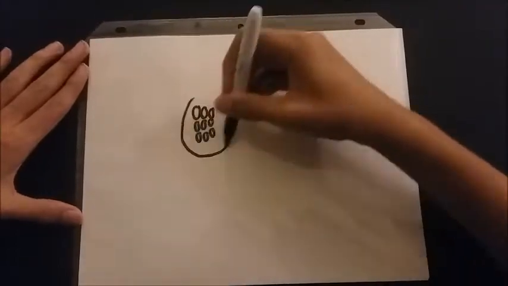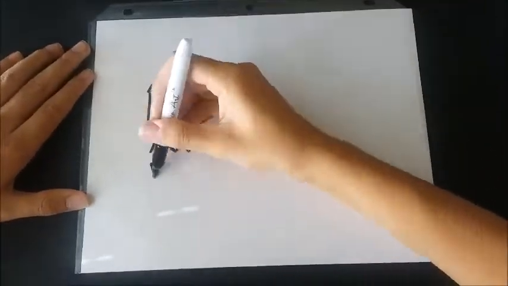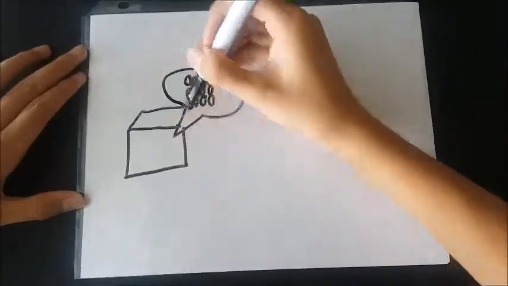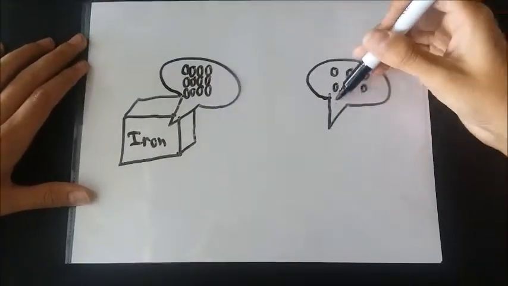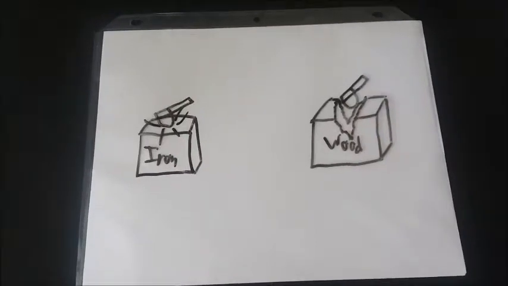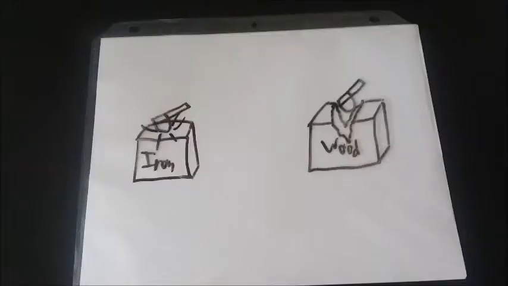So now we have density. Density is how close together the molecules are that make up matter. For example, it's kind of obvious that a block of iron is denser than a block of wood, right? But what does this mean? This just means that the molecules in the block of iron are a lot closer together than the molecules in a block of wood. Therefore, it would be a lot easier to break a block of wood in half than a block of iron, because the iron is a lot more solid than the wood.